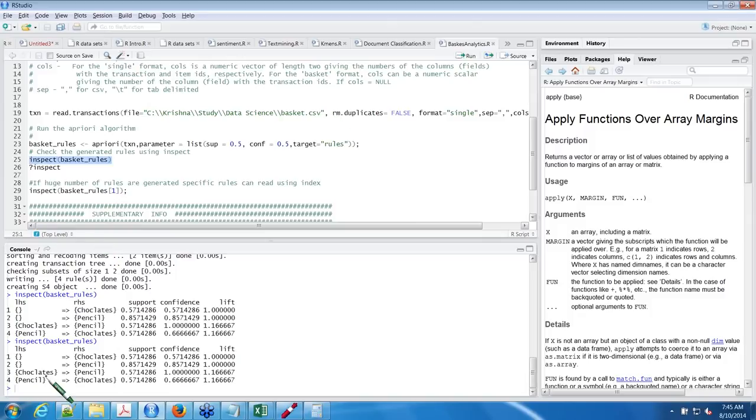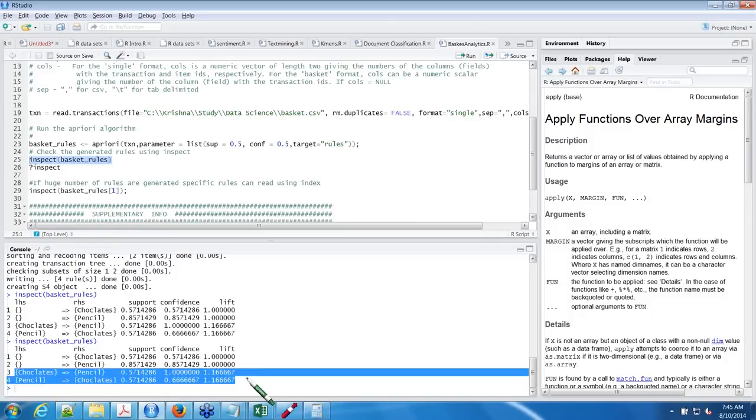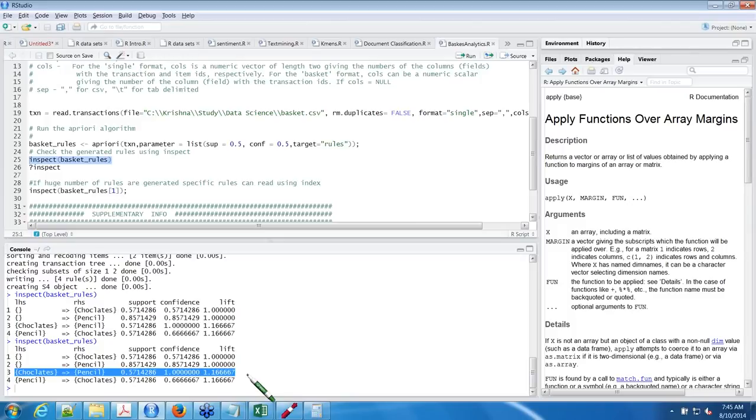Okay. So if you look at inspect, it will give you the rules. So now I am a store manager. I want to know where I will place my products. So I will place chocolate and pencils together, and I will promote only chocolate. So in this case I am 100% confident that whenever you purchase a chocolate you will buy a pencil together. In this case I am only 66% confident that when you buy a pencil, chocolate will be bought. But you can see that 57% of customers are buying pencil and chocolate together.